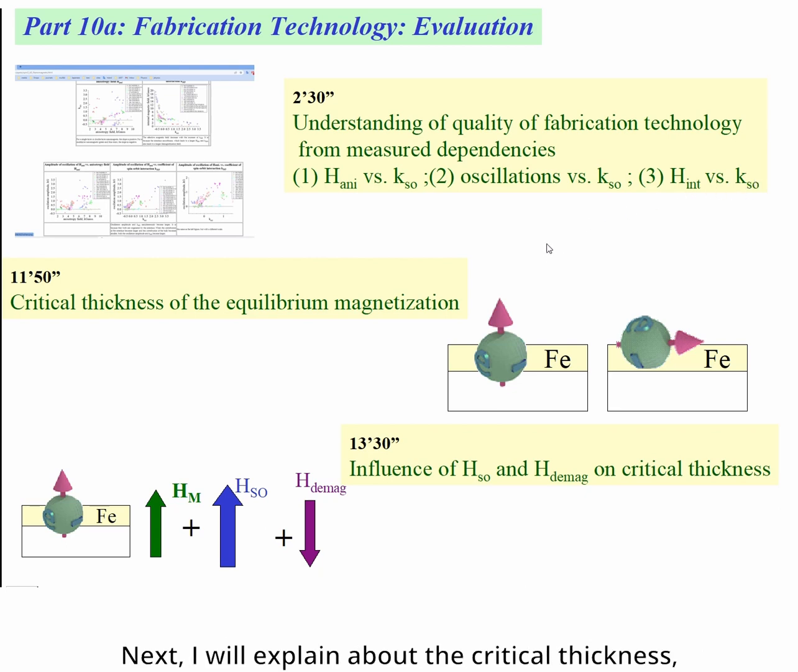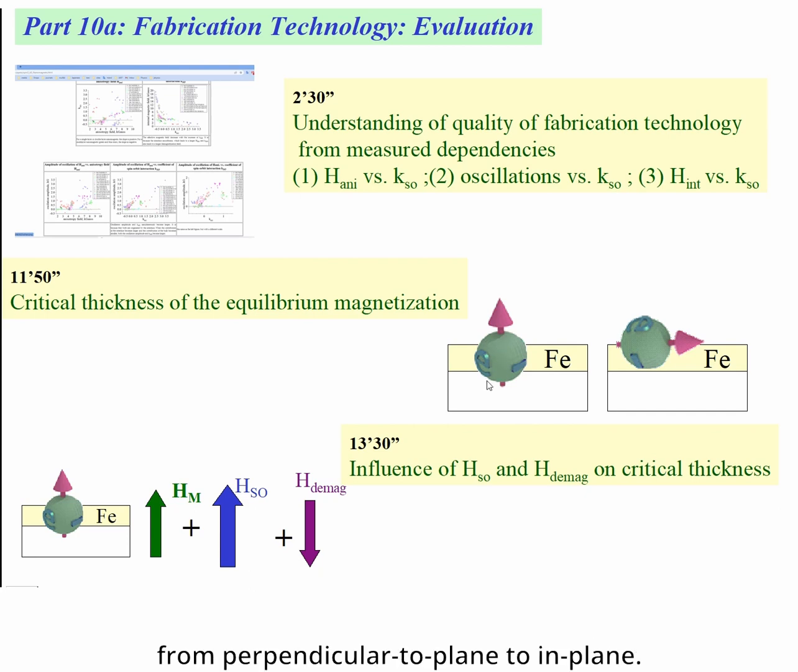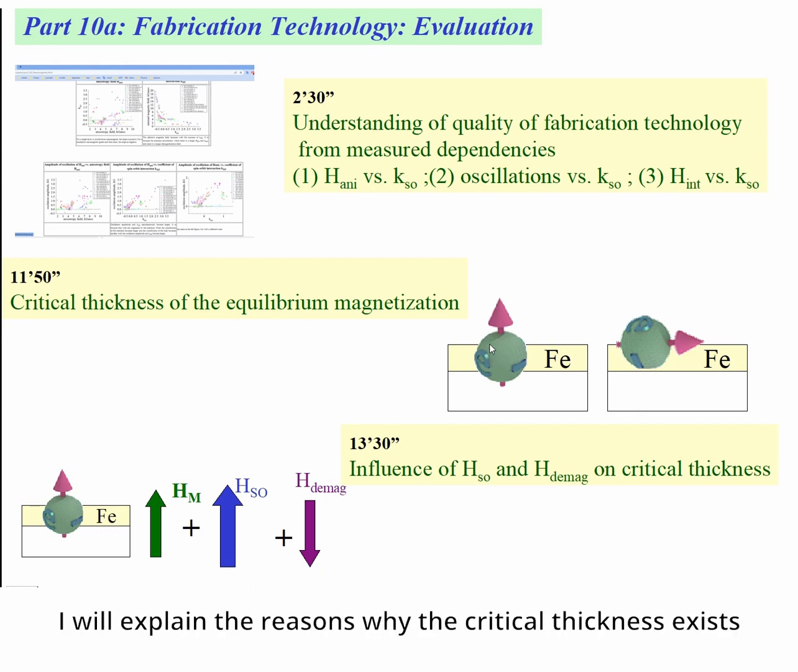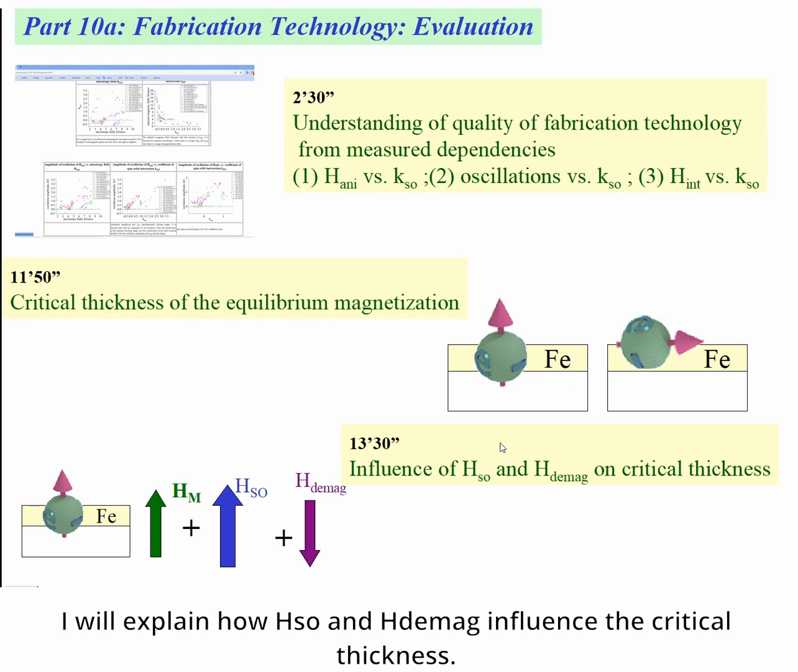Next, I will explain about the critical thickness, at which the direction of equilibrium magnetization changes from perpendicular to plane to in plane. I will explain the reason why the critical thickness exists and why the critical thickness is strongly influenced by interface quality. I will explain how magnetic field of spin-orbit interaction and demagnetization field influence the critical thickness.